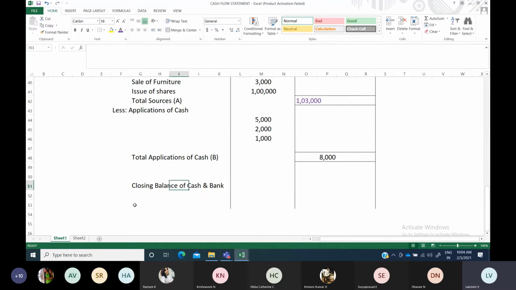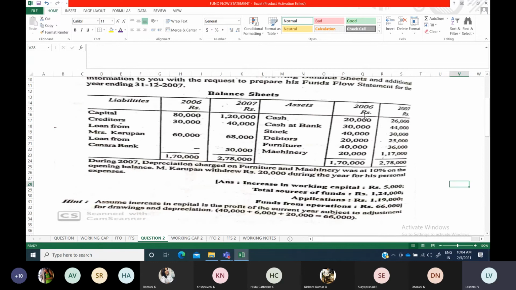But you cannot find out how much amount. But if you go to the question, you can find out, because your problem is starting with cash and cash at bank. Opening balance 20 plus 30, 50,000. You are starting with that. All the sources you are going to add, all the applications you are going to subtract and find out one answer. Now that answer and your closing balance of cash and bank both should be tallied.